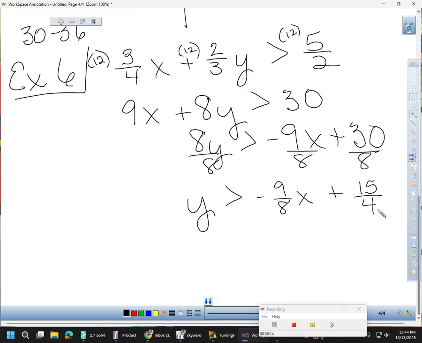Which is almost 4, right? All right, so when we graph it, on the y-axis, we're going to start at almost 4. From there, we're going to go down how many? 9, good. So here's 1, 2, 3, 4, 5, 6, 7, 8, 9. And then we go to the right, 8. 1, 2, 3, 4, 5, 6, 7, 8.